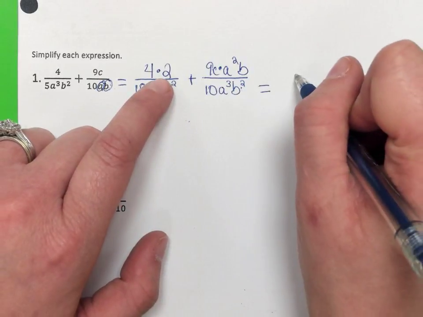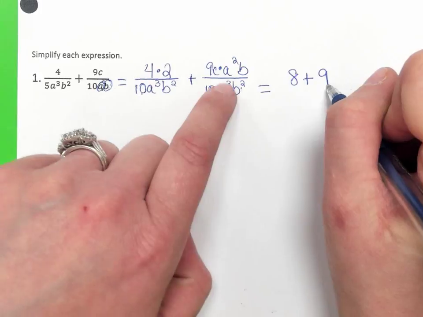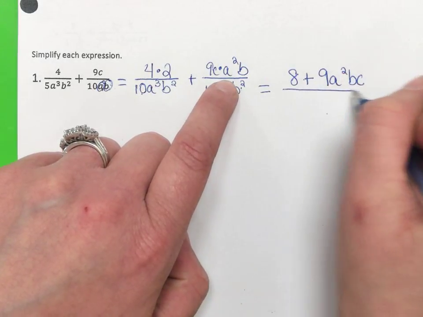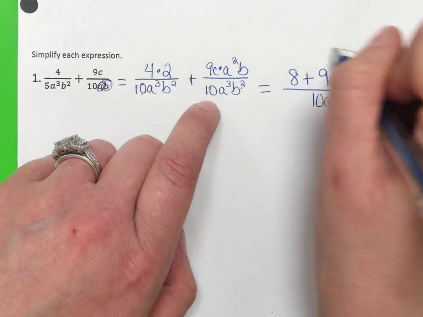All right, so let's go ahead and make this one big fraction. You ready? 4 times 2 is 8, plus, let's put all that in alphabetical order. So it'd be 9a squared bc all over 10a cubed b squared.